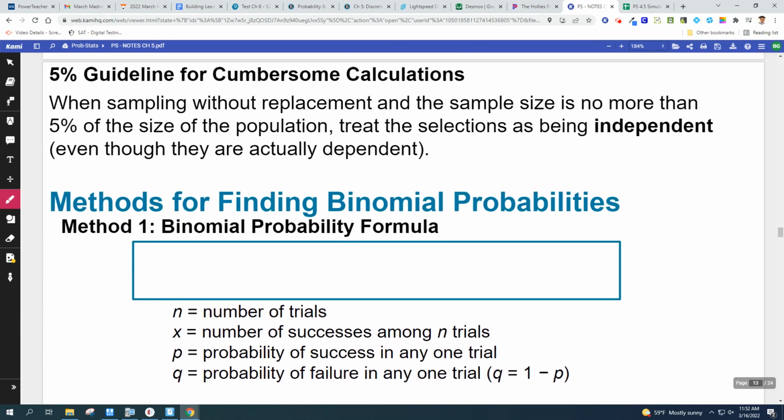5% guide for cumbersome calculations. We've already seen this. They keep kind of bringing stuff back from older lessons. When sampling without replacement and the sample size is no more than 5% of the size of the population, treat the selections as being independent, even though they are actually dependent. So remember how we needed this condition. We need them to be independent. So this is just like a guess. Every once in a while, this will come into play. We can just assume it's independent.